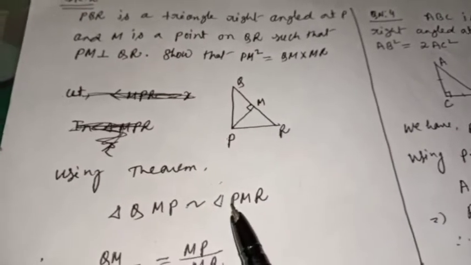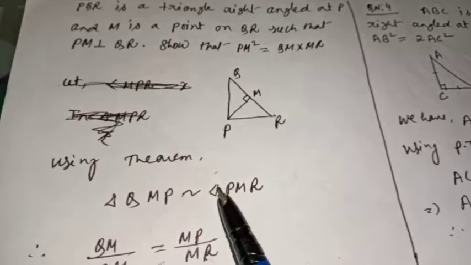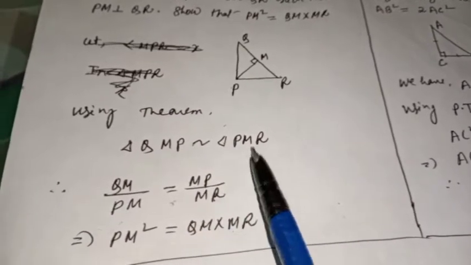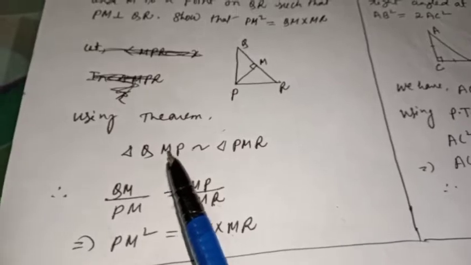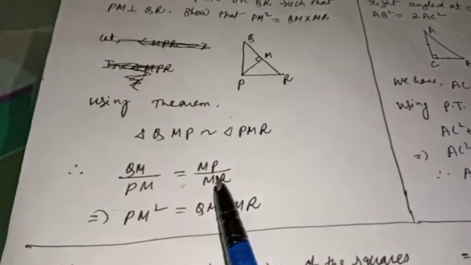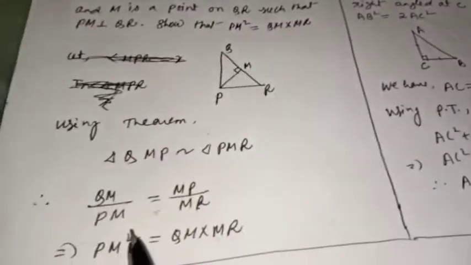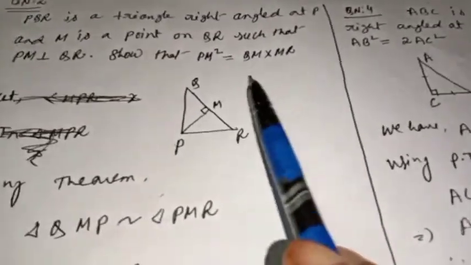So if they are similar using the theorem, then the corresponding sides are in the same ratio. So QM by MP is equal to MP by MR. There is one more ratio, QP by PR. That one is not needed, that is why I have not written it here. If you use these two, then we will get our result. So if you multiply, PM and MP are the same, so you can write PM square, because in the question it is PM square, equal to QM into MR. So we got this proof.